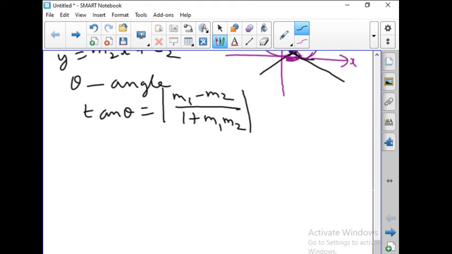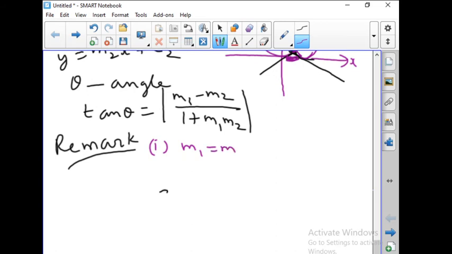So we will see the remark now. Remark, first one. If m1 is equal to m2, then the curves are parallel.